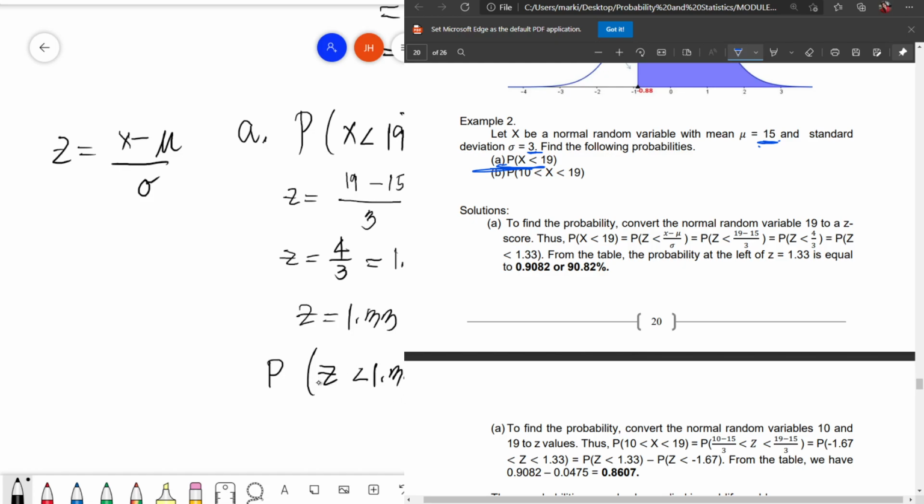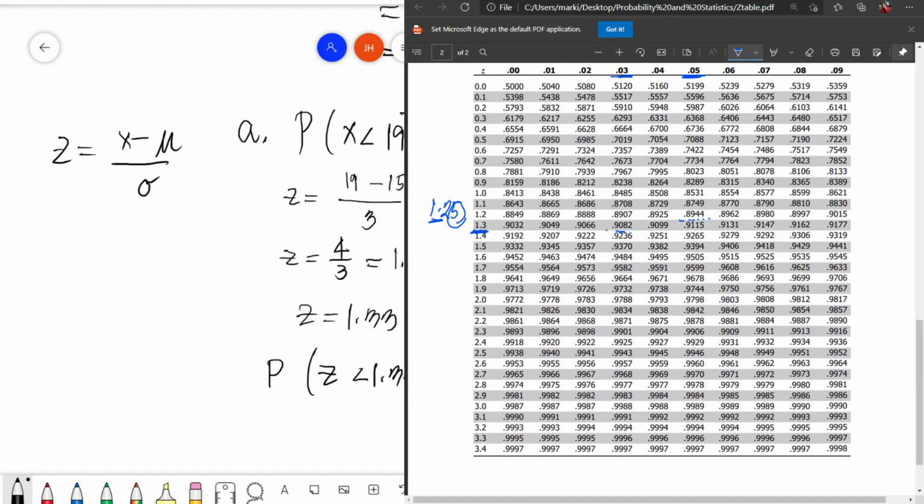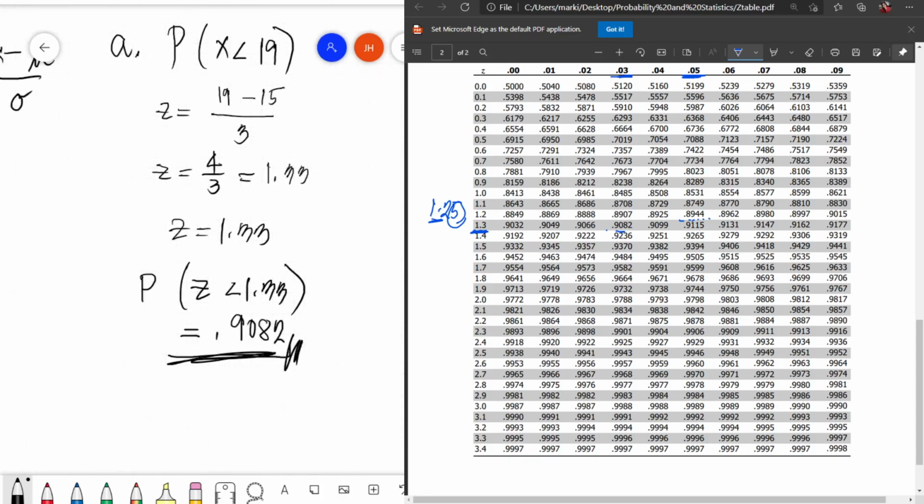Kaya yan pa po ang time na pwede na tayong gumamit ng Z. So, since it is less than, hindi na po tayo ima-minus sa 1 at hindi po tayo gagamit ng dalawang Z. So, it is equals to 1.33 po. 1.33. So, 0.9082. So, this is the answer. Okay? I hope it's clear to you how to get that one.